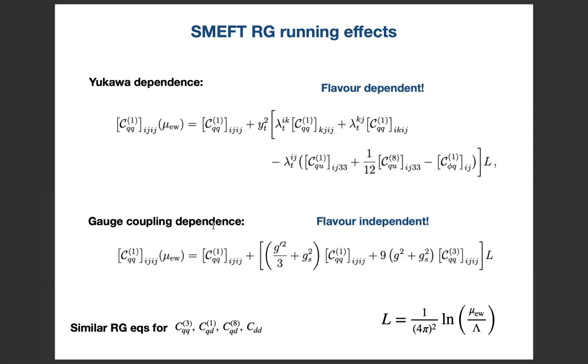Then if we look at the running of the same operator QQ1 due to the gauge couplings, you see QQ1 can mix with QQ1 and 3, and the flavor structure is the same at the new physics scale and the electroweak scale. So this running doesn't depend on the flavors. Similarly, we can have the RG running for the other 4 operators which are relevant at the electroweak scale in SMEFT.